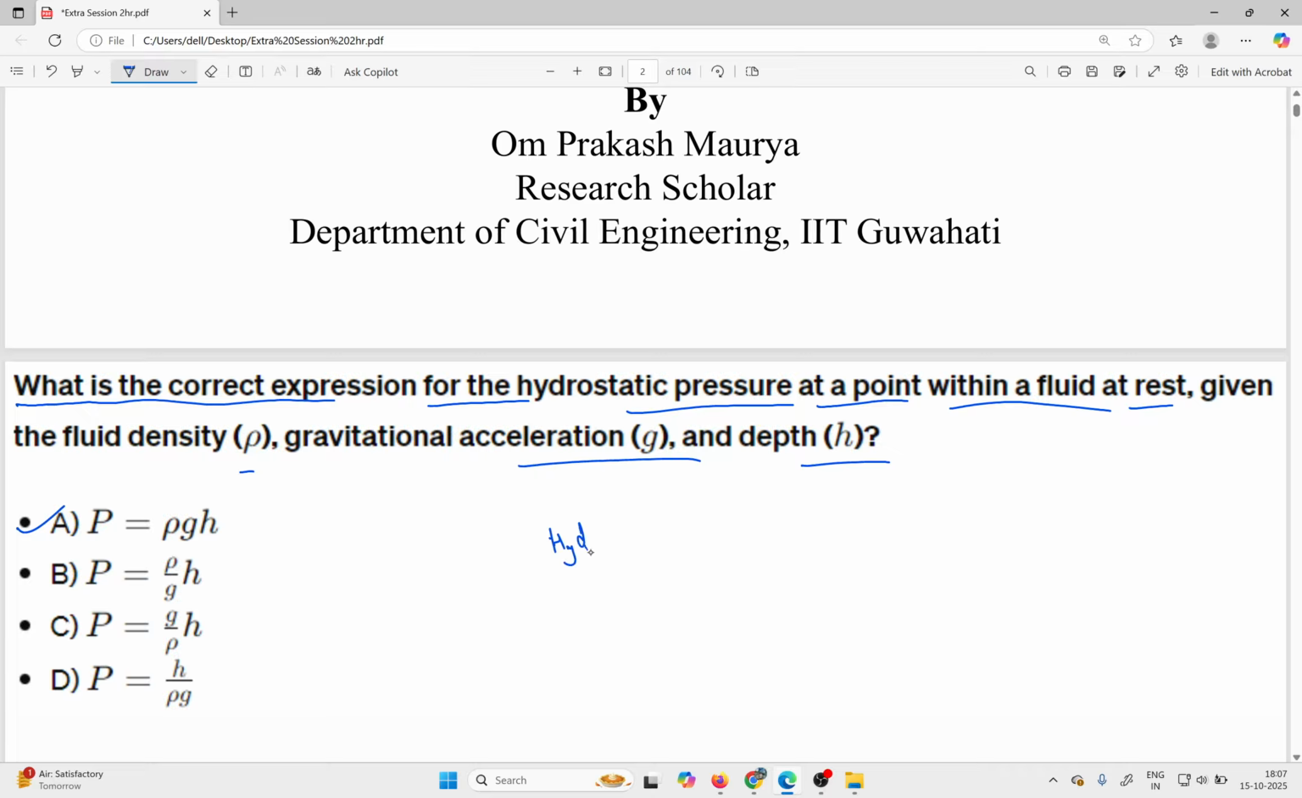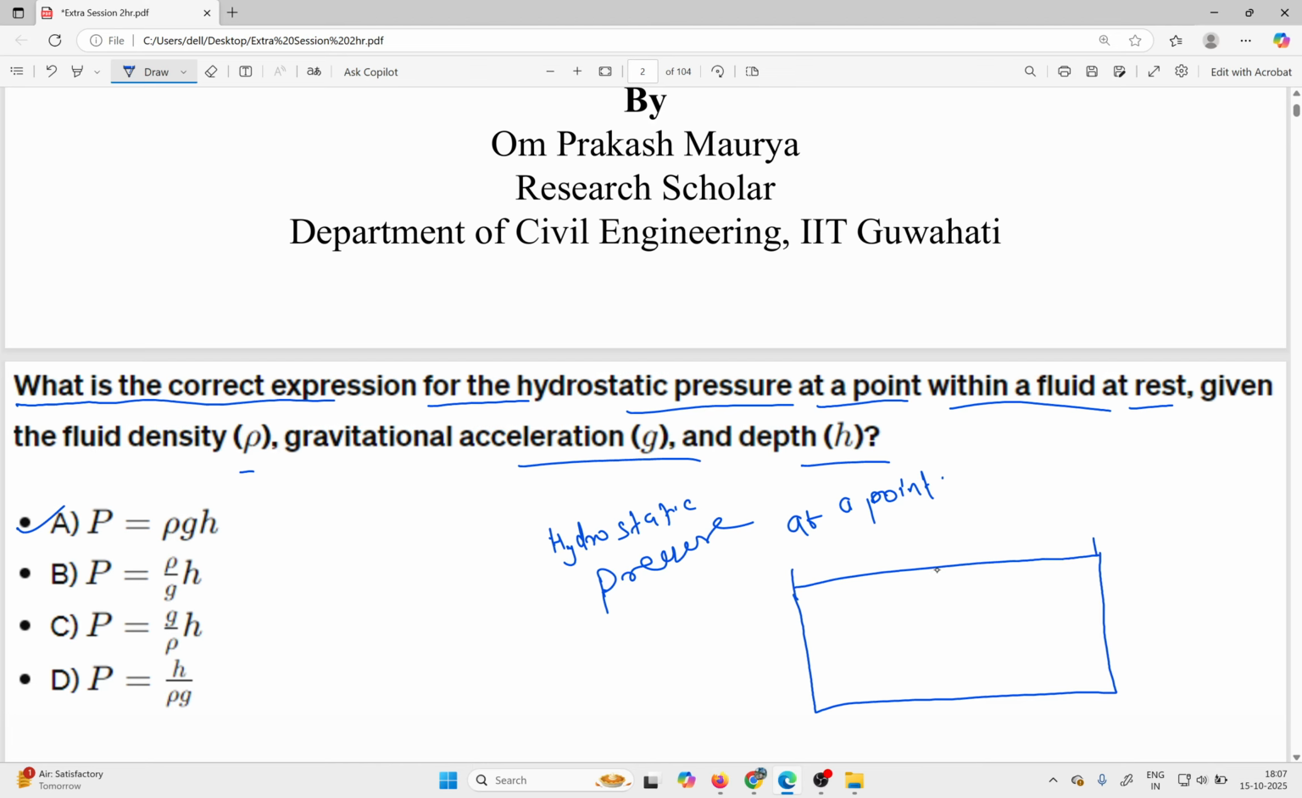Remember, hydrostatic pressure at a point within a fluid at rest. Let us assume you have a container and the fluid is at rest. Fluid at rest means velocity will be zero. Given the fluid density rho, and this is the point, and acceleration due to gravity you have considered, and the depth is h. So this is h. So at that point, your hydrostatic pressure, how much?